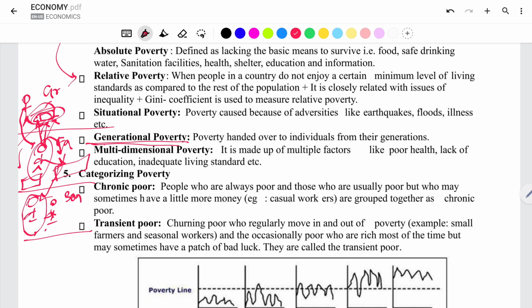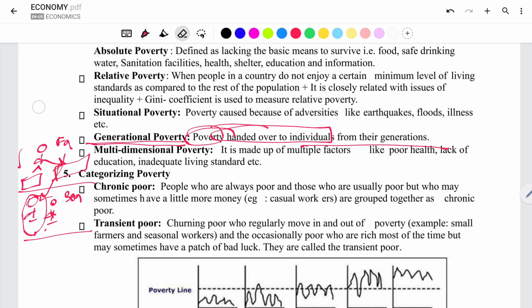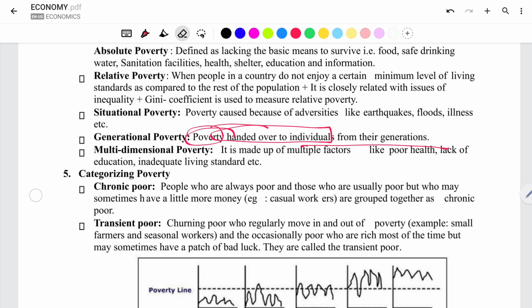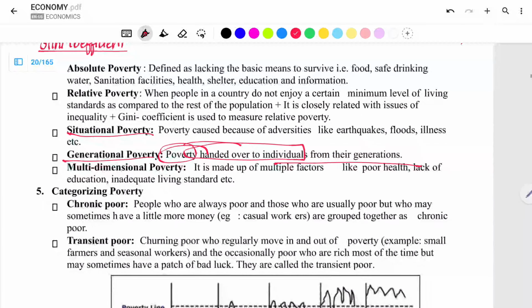So this is generational poverty. It is handed over to individuals from their generations. As wealth is handed over through generations, similarly poverty is handed over throughout the generations, right? This is what we call generational poverty. We have situational poverty and generational poverty. So in the types of poverty, we have seen absolute poverty, relative poverty, situational poverty, and generational poverty.